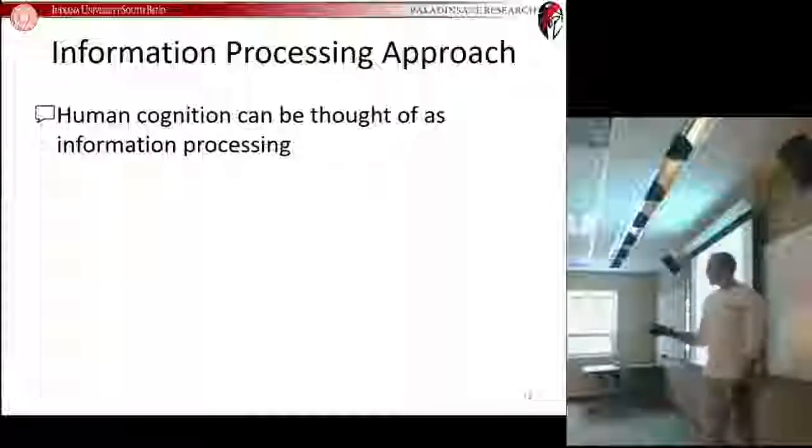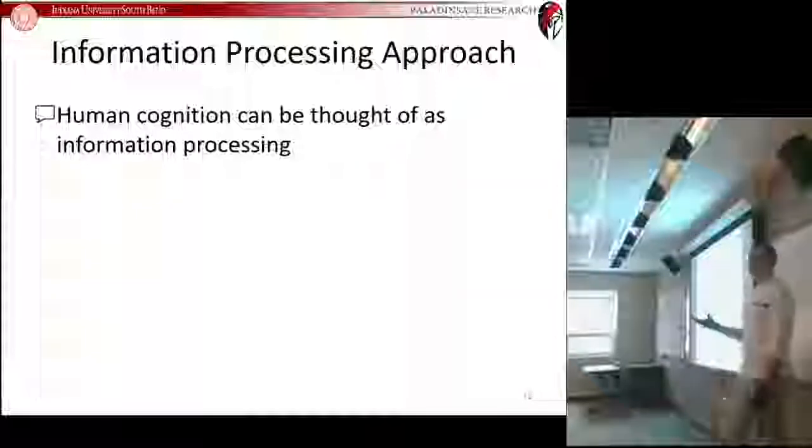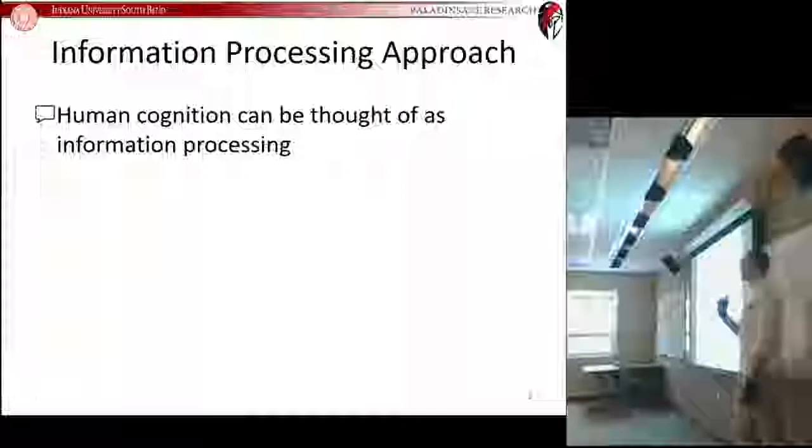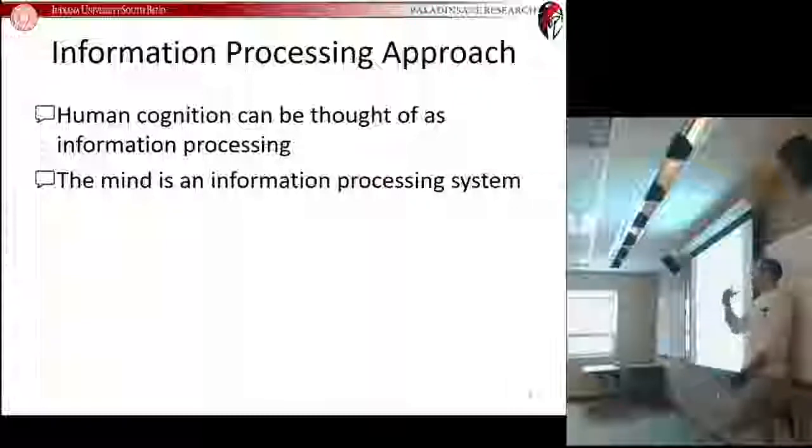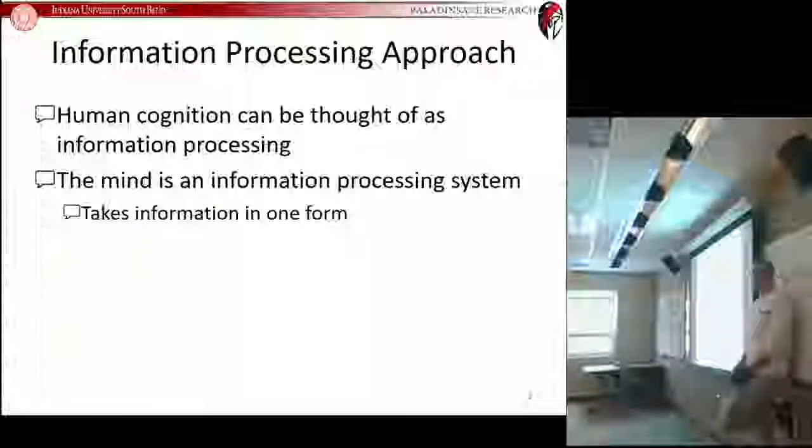And for a cognitive psychologist, human cognition can be thought of as information processing. It can be thought of as taking information in, doing something to it, and then spitting out information. So the mind that we have is an information processing system, and that's what we're trying to understand. How does our mind work? How does our mind do that thing that it does, which we label as cognition?